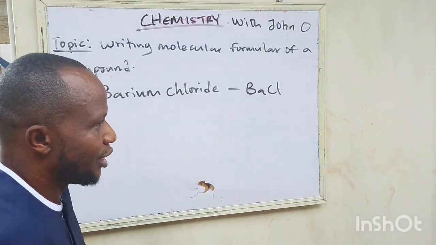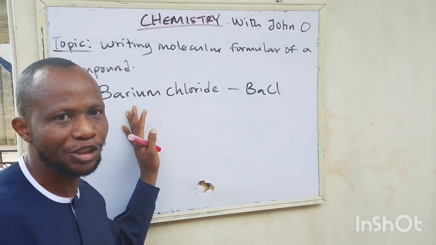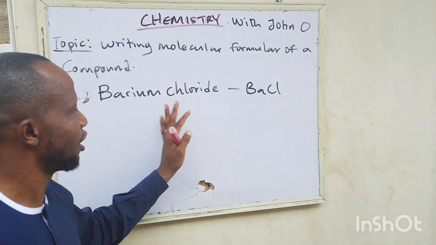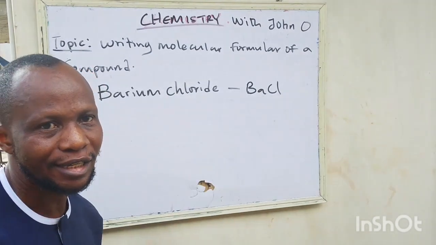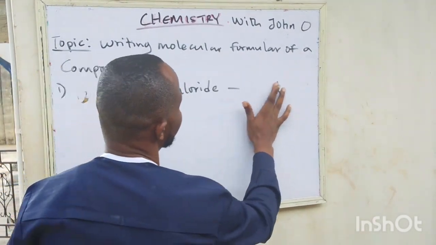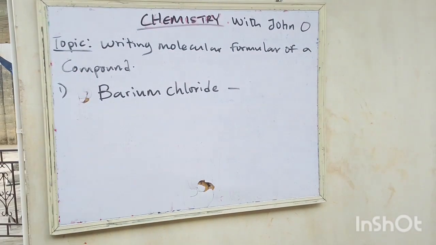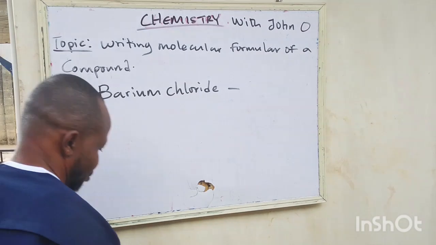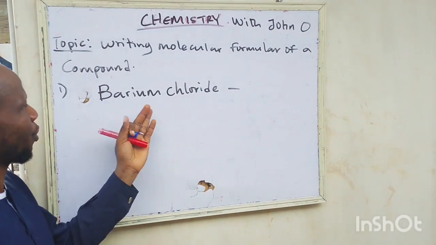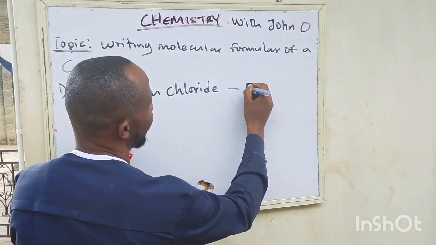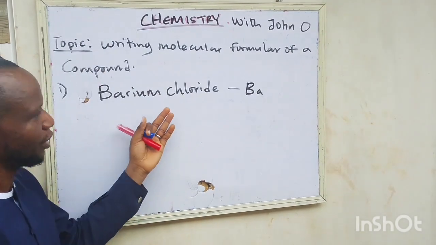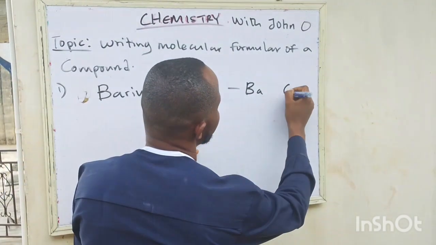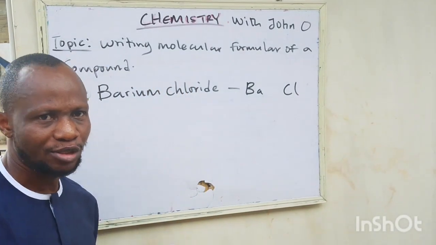So the first thing is identifying the symbol of the element. Quickly, barium, that's Ba. Chloride is from chlorine, of course, obviously, Cl. That is the first step.